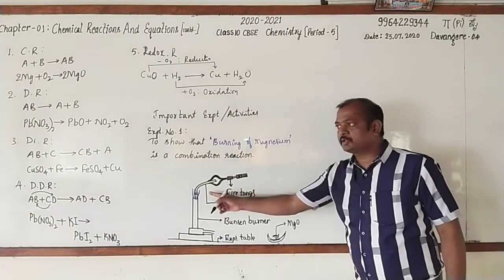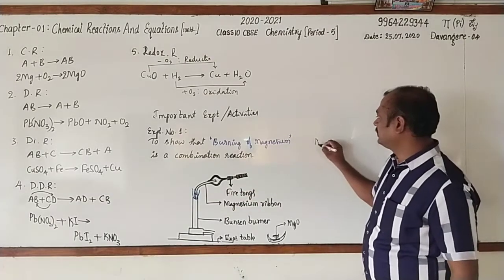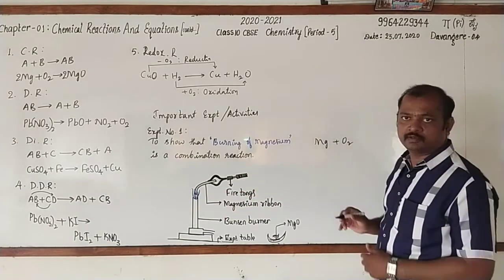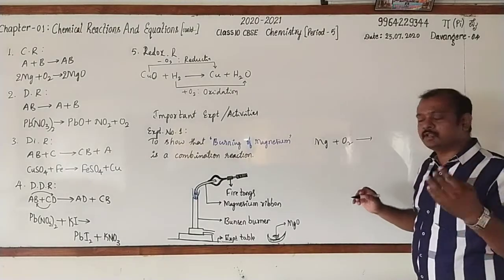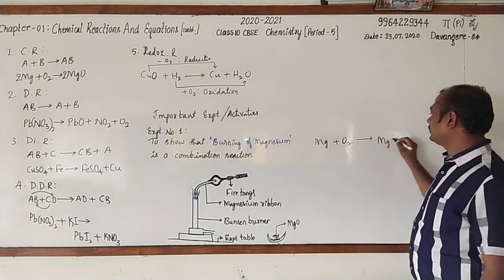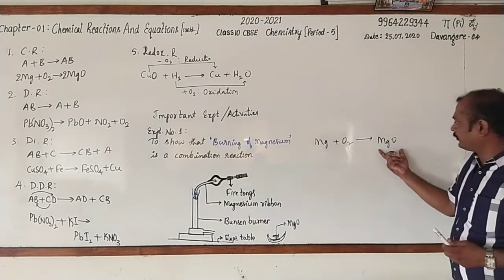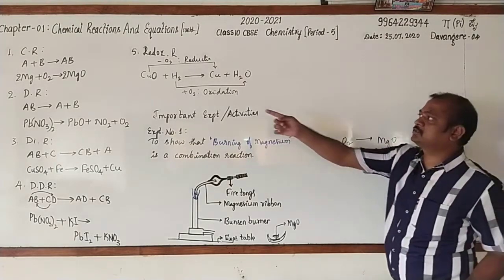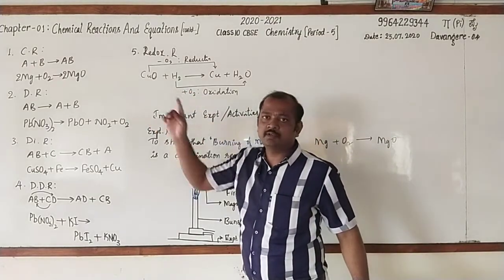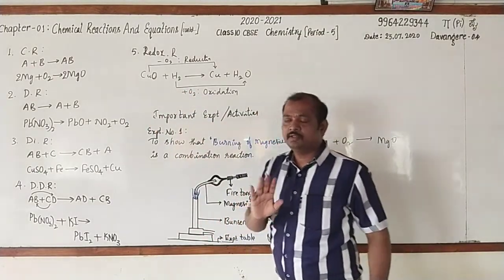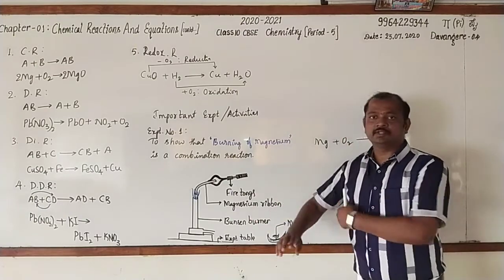Then how is this an example of combination reaction? See that when the magnesium ribbon is burnt in the air, it reacts with oxygen and produces only a single compound, called magnesium oxide. Two reactants combine to form a single product. That is why it is a combination reaction. Clear? Yes. Please go for writing this, drawing this one.